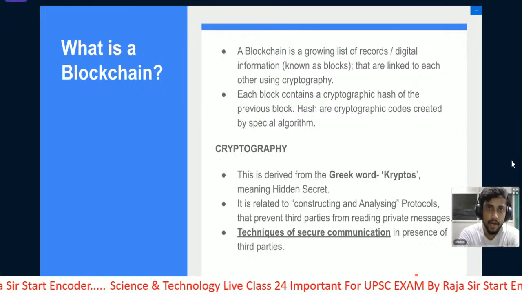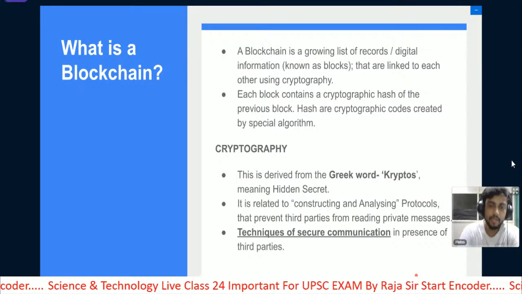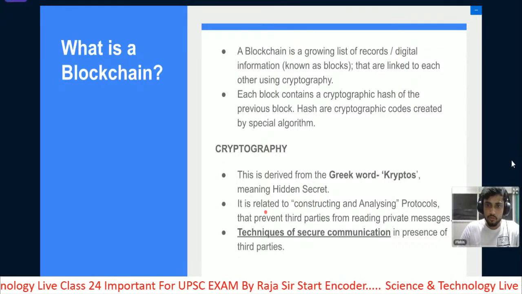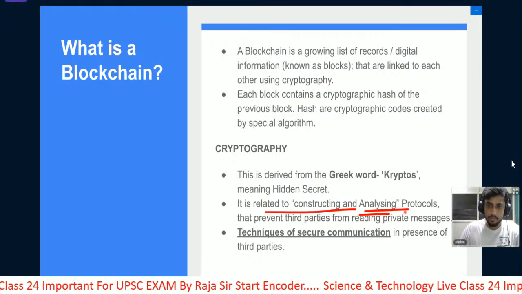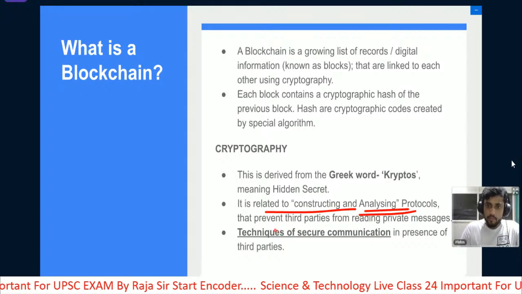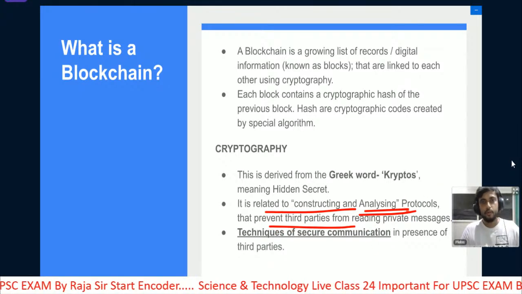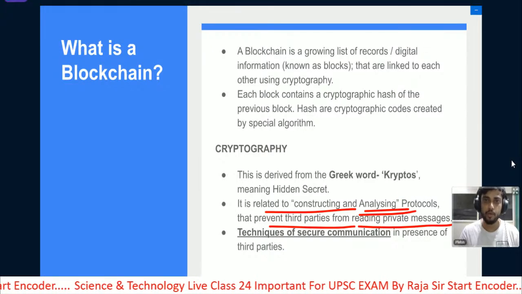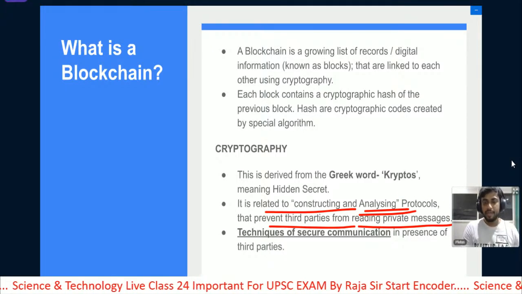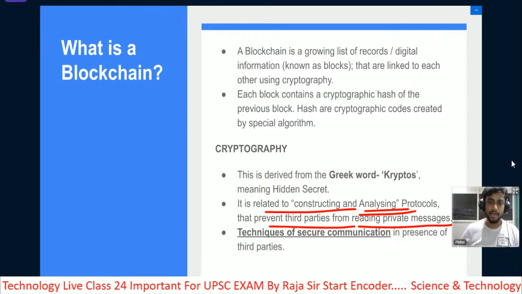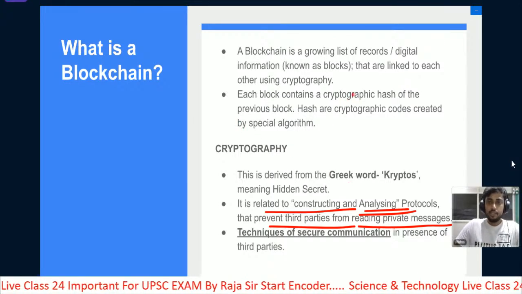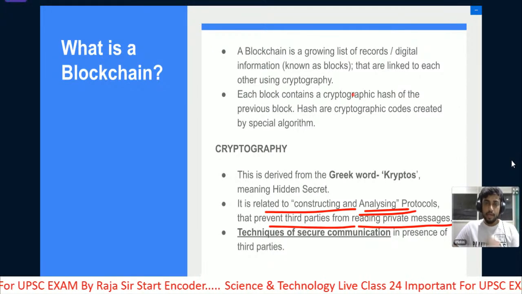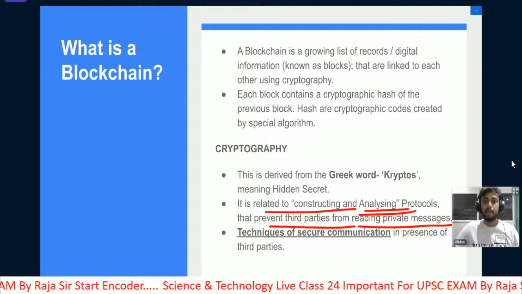So the blocks are attached to one another by way of cryptography, and this cryptography is related to constructing new kinds of protocols. Cryptography is necessary to prevent third parties from reading your private messages or manipulating them, and so that the identity is maintained. That is the use of cryptography. So in the blockchain, the blocks are attached to one another by way of cryptography.